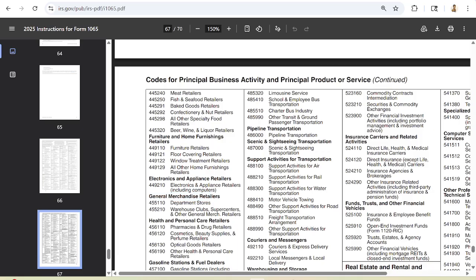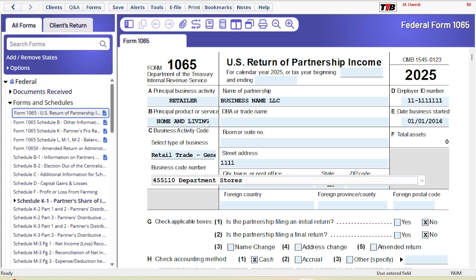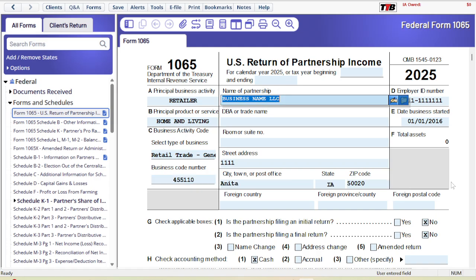And in this example, we are using 455110 for department store. We can keep using it, that's fine. Otherwise, we could use the bottom one as well. But let's continue. And I think once you are using a number, you can stick with it. That's my personal opinion though.